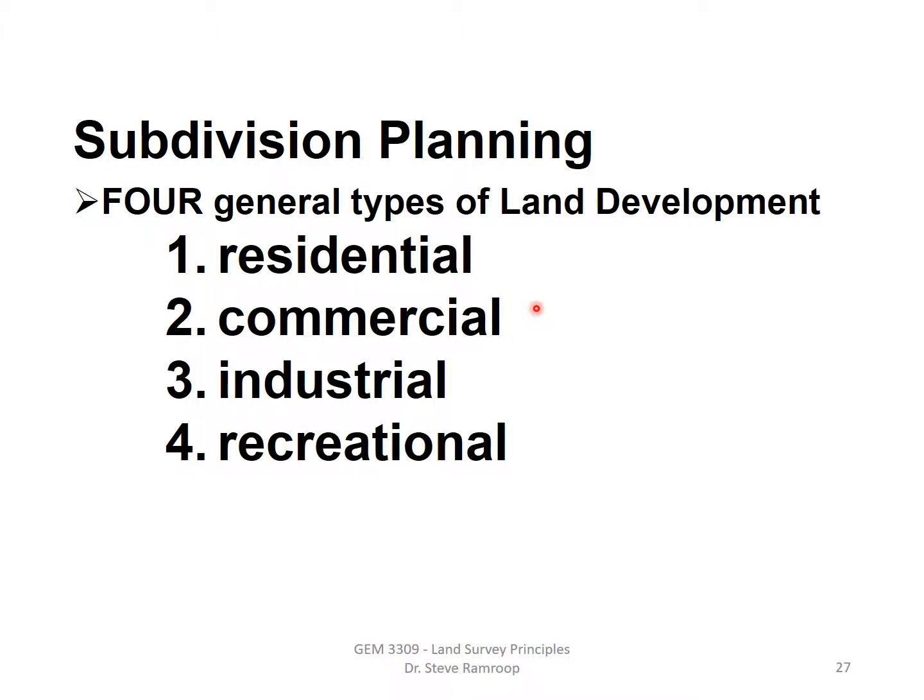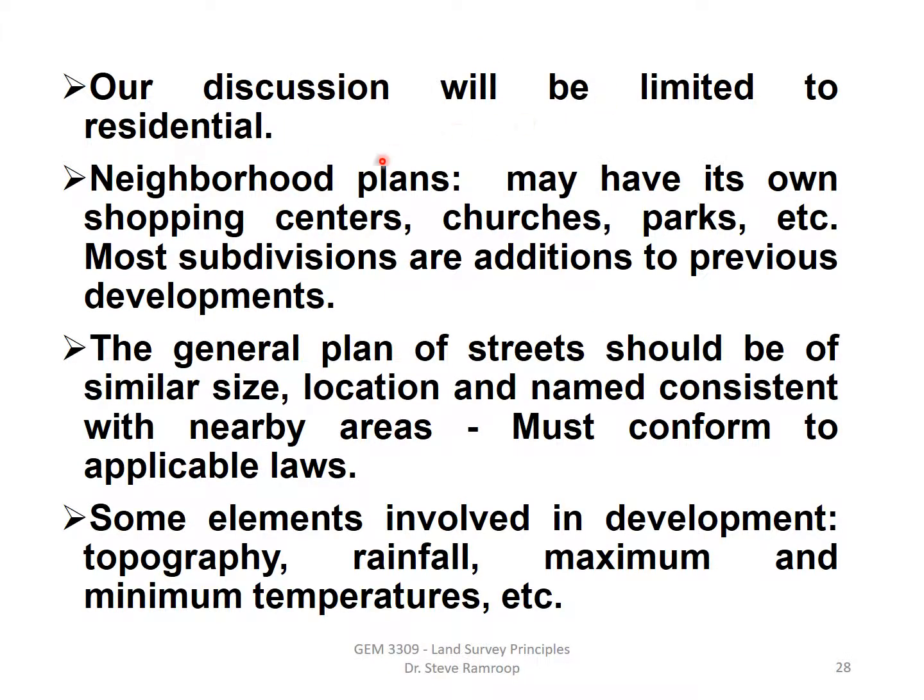Various types of subdivision planning. There are four general types in land development. You have residential, being those individual houses owned by private owners; commercial, for commercial use; industrial, large industrial areas; and then the fourth type is your recreational subdivision. For example, a community center that has a pool, etc. Our discussion will be limited to residential.